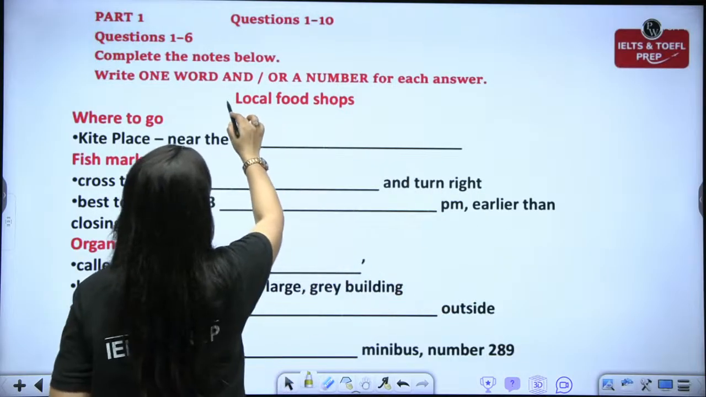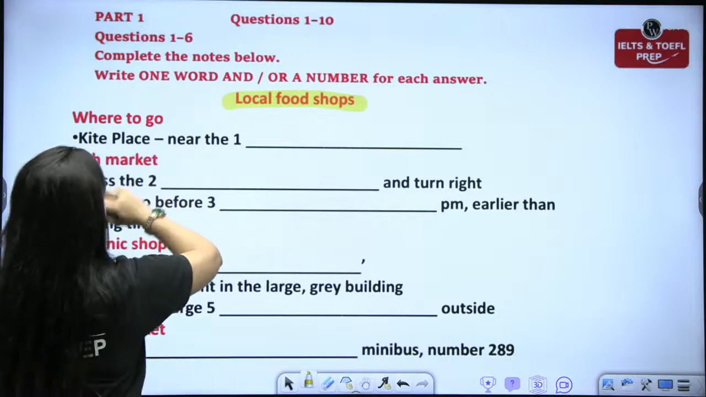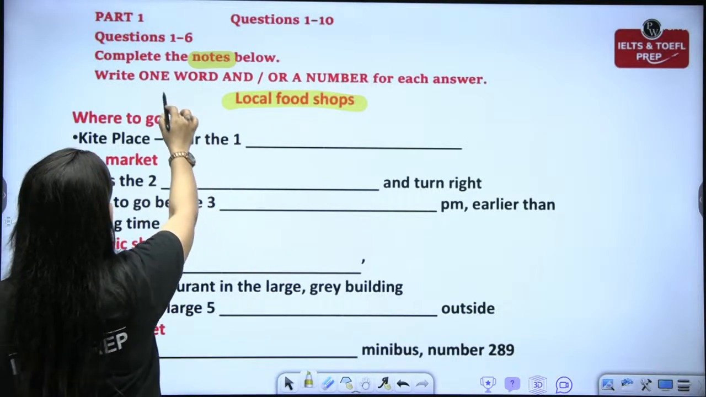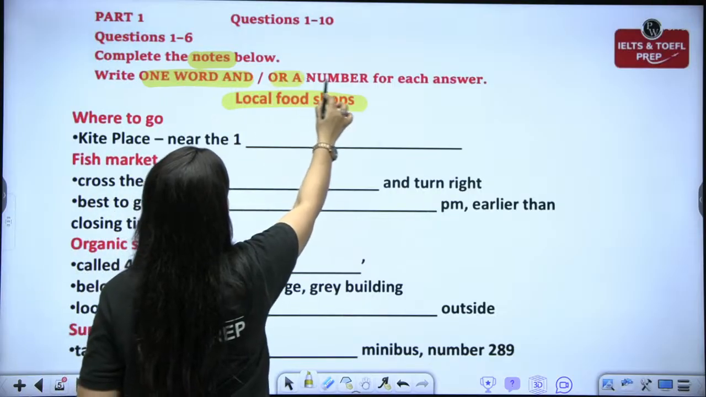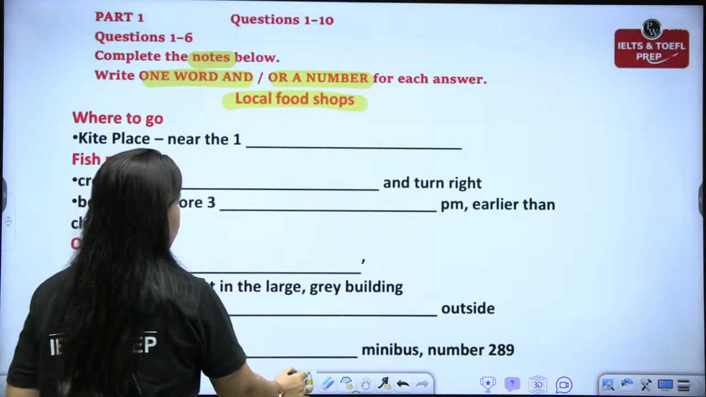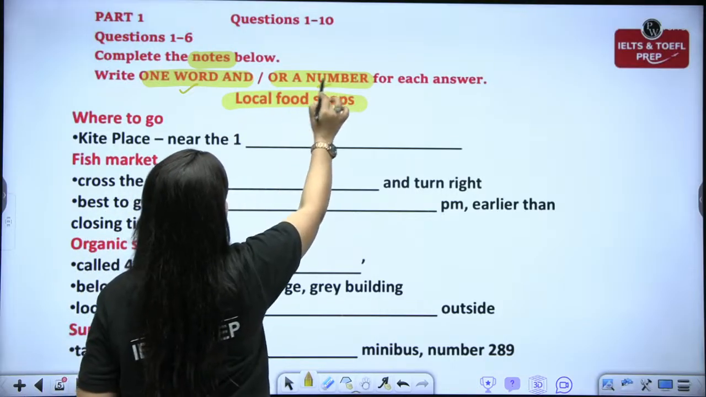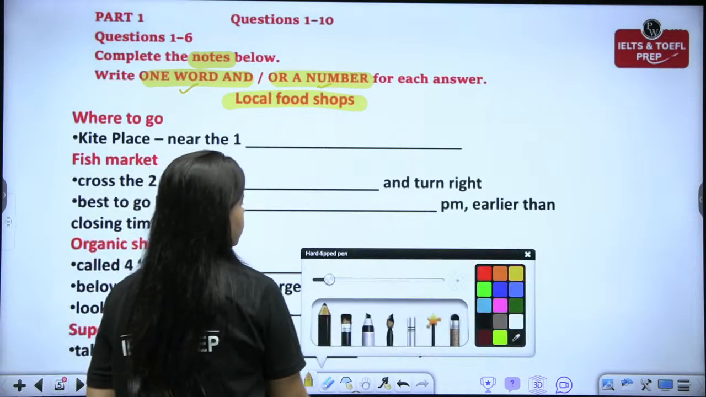So it's about local food shops. It says complete the notes below and look at the word limit. It says one word and/or a number. This means along with one word, मतलब एक word के साथ आप एक number भी add कर सकते हो. That's the maximum word limit here.